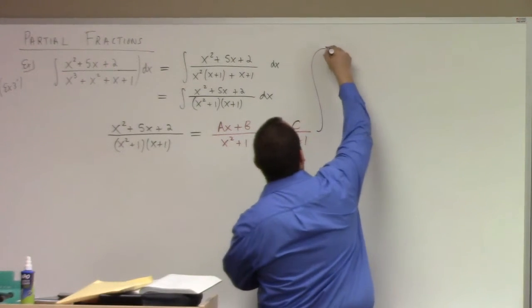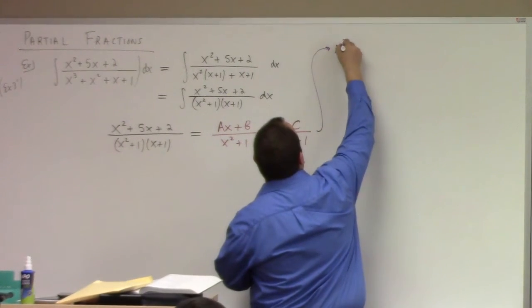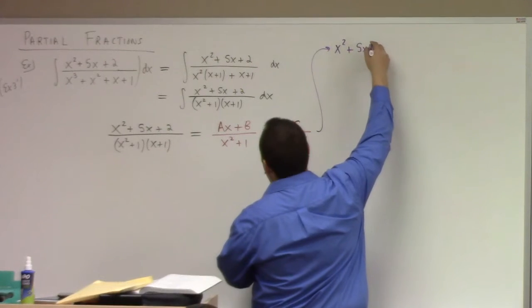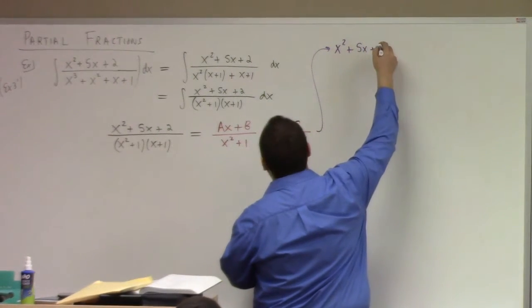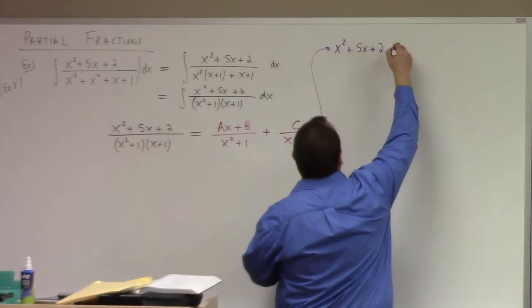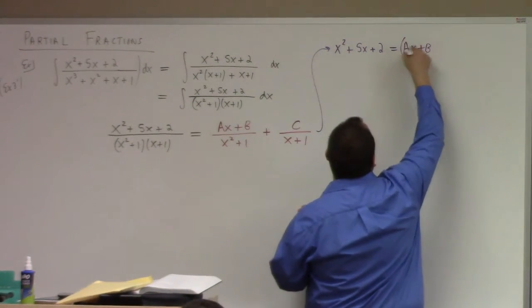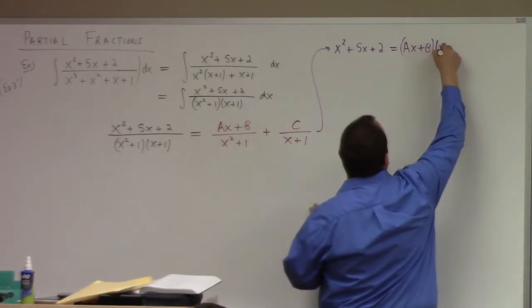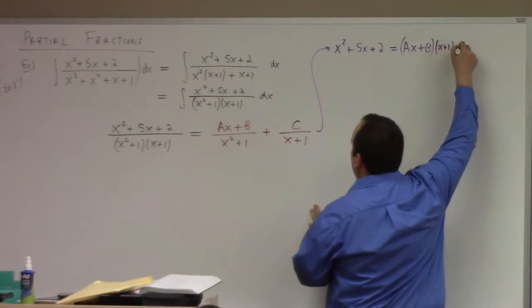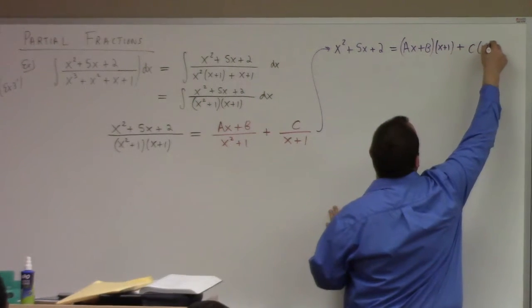The correct answer is not a headache. Let's see here, x squared. The correct answer is an opportunity to do algebra. Let's see here. It's equal to ax plus b times x plus 1, plus c times x squared plus 1.